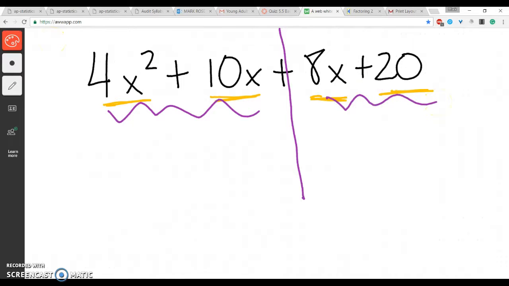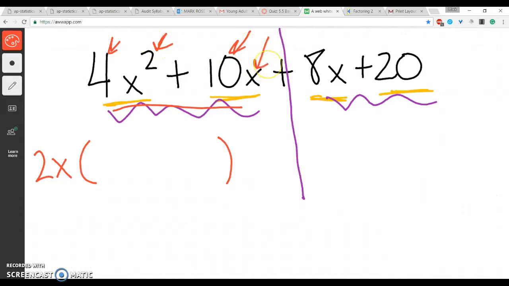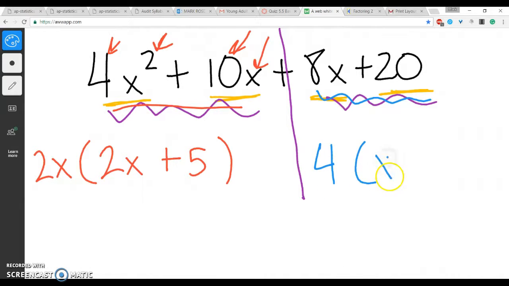And when I look at my right hand or my left hand side and I try to factor this thing, I can see that what I can do is I can pull out a 2x because both these numbers are divisible by 2 and both these terms have an x. So I'm pulling out a 2x. That would leave me with 2x plus 5. Now I'm going to factor this other side. And when I factor this other side, I'm going to pull out a 4 and be left with 2x plus 5.